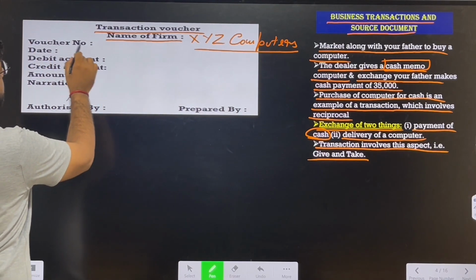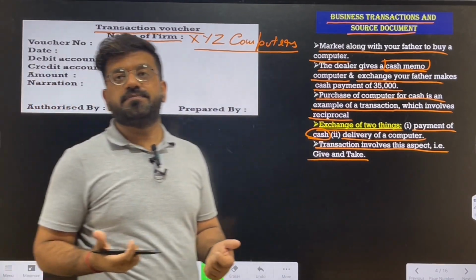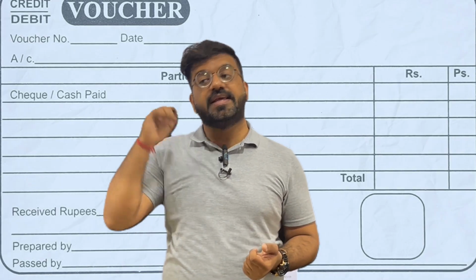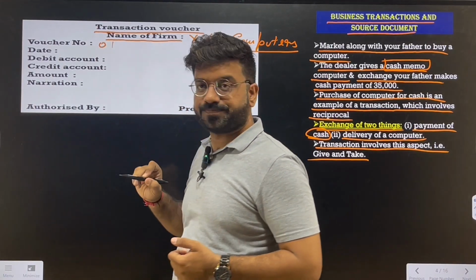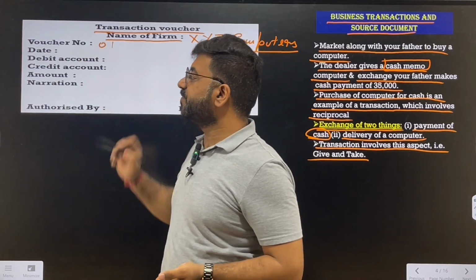Then the voucher number. What is the meaning of voucher number? With which voucher did he record the incoming of cash? So we have to record the voucher number as well, because he is receiving the cash. So first we'll write the voucher number, suppose say 01. After that, we will specify the date.